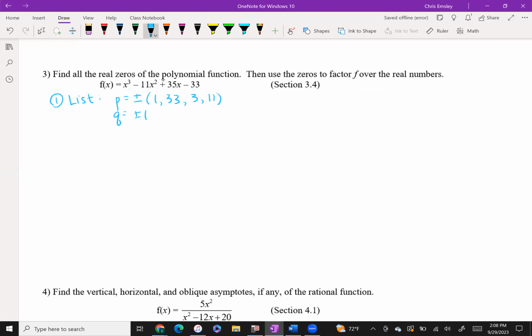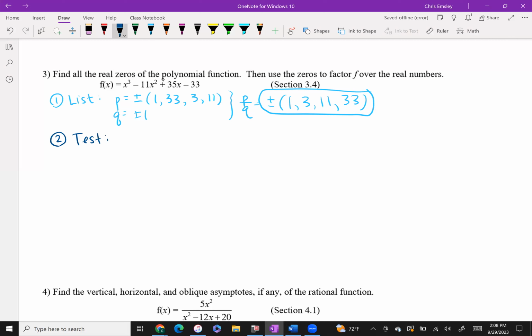So when we do P divided by Q, we just get that list back out again. When we divide by 1, it doesn't change anything. Sometimes when I rewrite it, I like to sort them from smallest to biggest. So these are our possible zeros, possible rational zeros of our polynomial. Once we have our list, then we want to start testing some of those possible values.